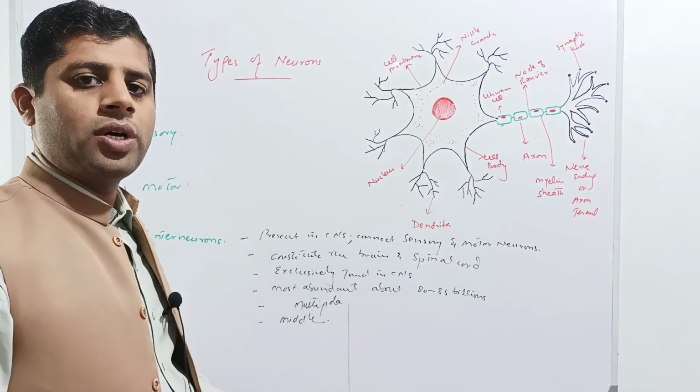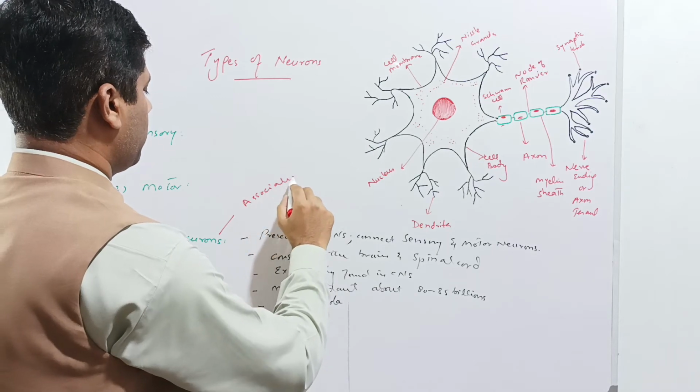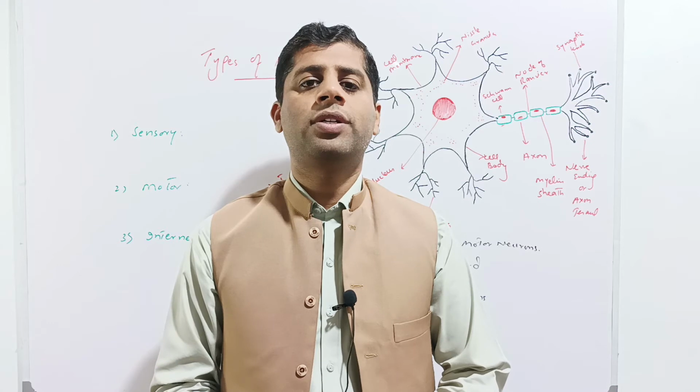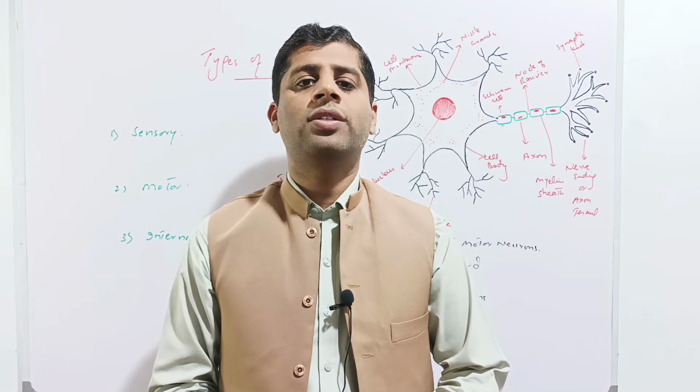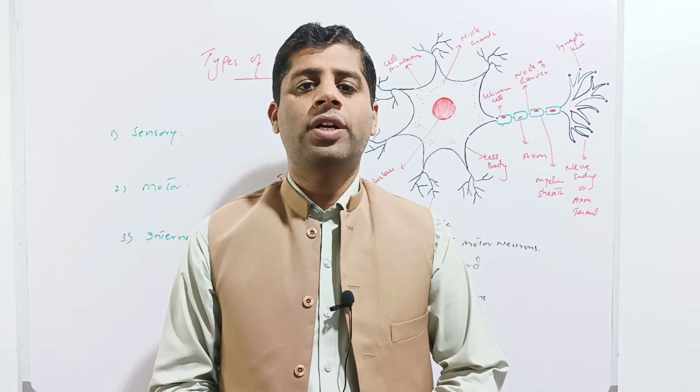Third kind is interneuron. It's also called as associative neuron. Associative neuron or interneuron, these are present in the brain and spinal cord, or we can say these are present in the central nervous system only, and these act as middlemen between sensory neurons and motor neurons.